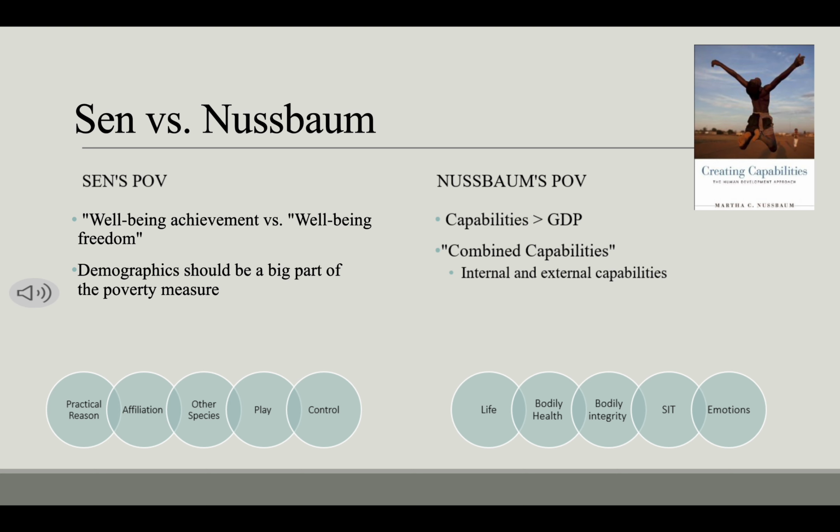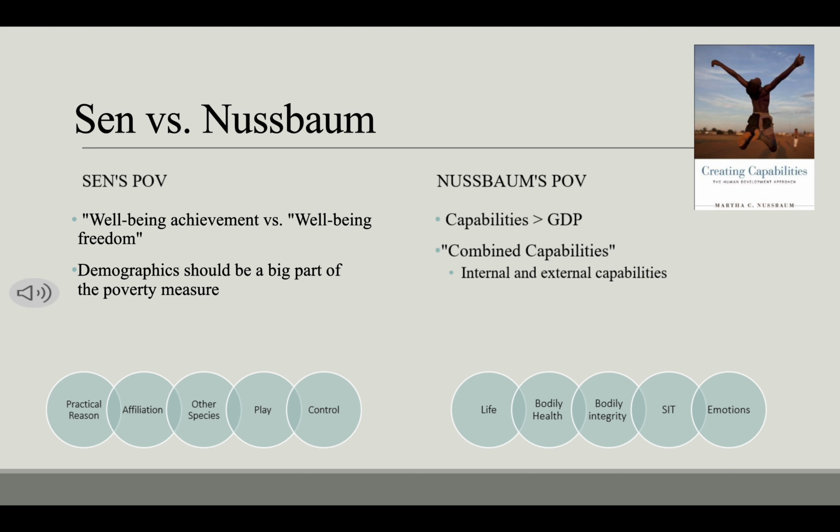Next, in Martha Nussbaum's video, she says that she prefers the capability approach over the GDP because the GDP groups everything together. There's not enough distinction between groups, so those who are further in poverty are not getting as much attention as they need. Nussbaum proposed the idea of combined capabilities.